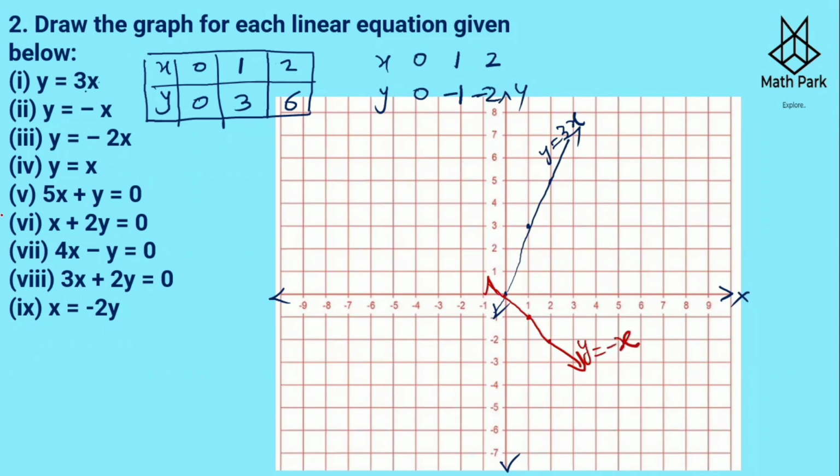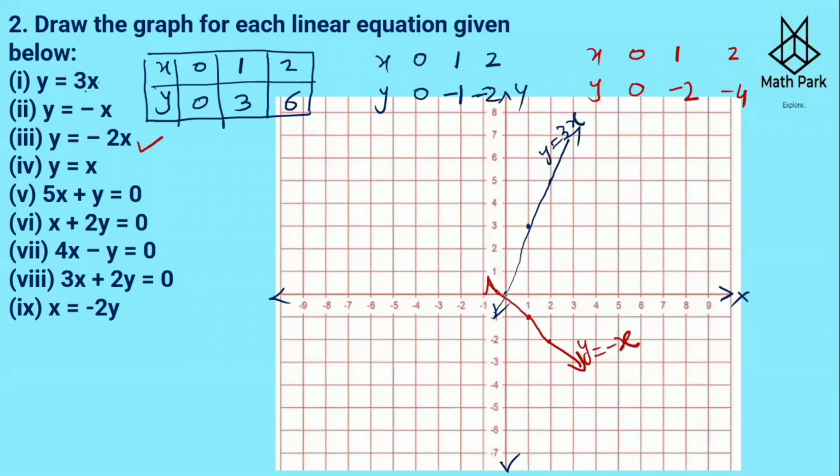Then y is equal to minus 2x. So let us again take x and y. In the equation y is equal to minus 2x, if I put x is equal to 0, you get y is equal to 0. If x is equal to 1, you get y is equal to minus 2. If x is equal to 2, you get y is equal to 2 times minus 2, which is minus 4. So let us draw the graph for y is equal to minus 2x.